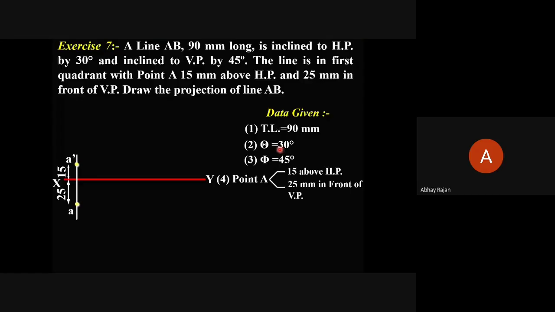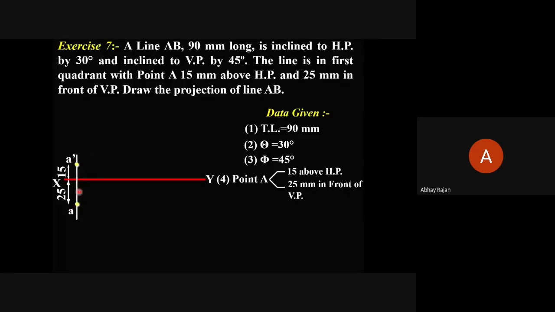Later on, we will complete the whole projections, top view and front view. Then we will see the line inclined to VP only, at 45 degrees, and we will draw those projections as well. Then we will combine these two together. Let me show it for you. So A dash and point A are plotted.